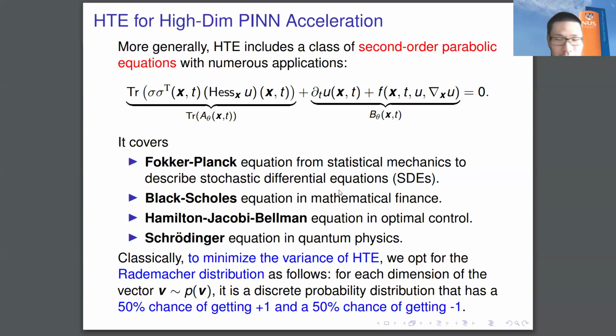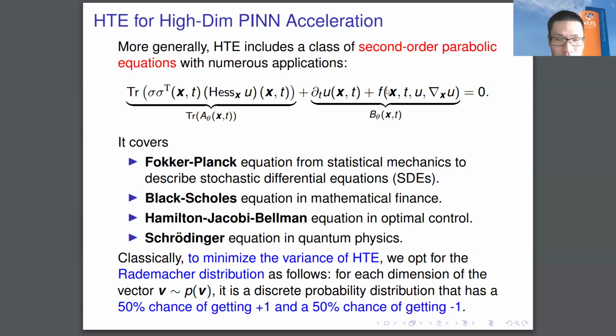Before that, to save notation, I call the Hessian trace part A. A is the main bottleneck, and B will be the rest. B may include the time-dependent part and also the nonlinearity. Here, F is a known function. It can be any nonlinearity, like in the Black-Scholes equation, where it can be a nonlinearity related to options, depending on whether they are European options or American options. In the Hamilton-Jacobi-Bellman equation, it is the square of the gradient of U.